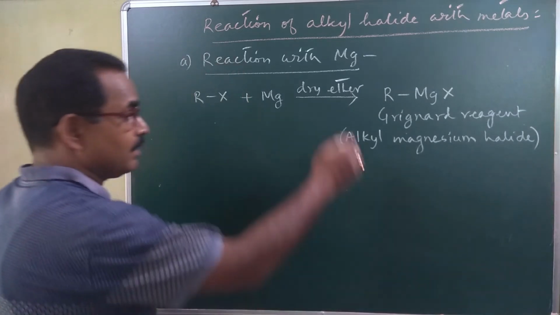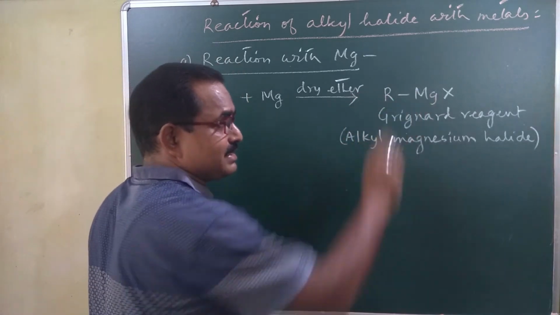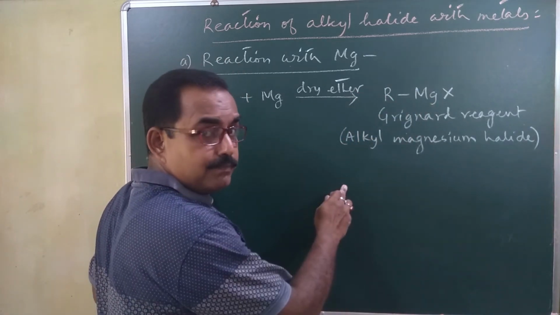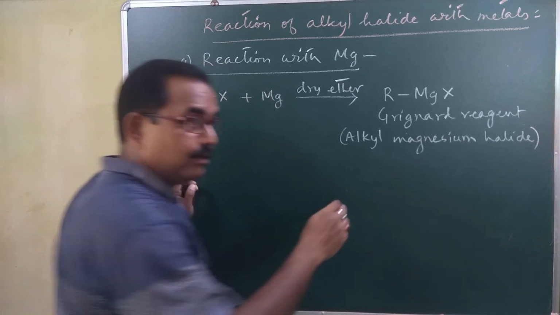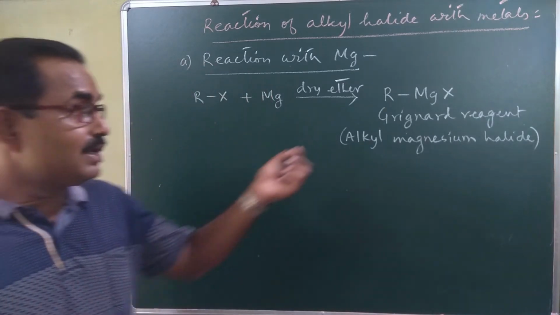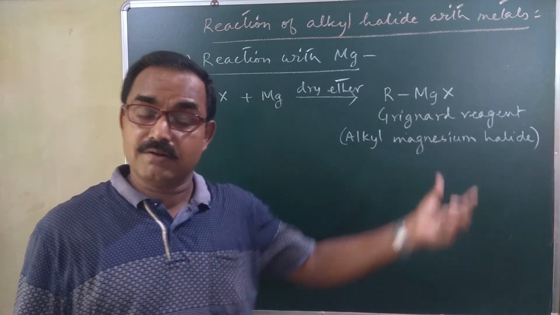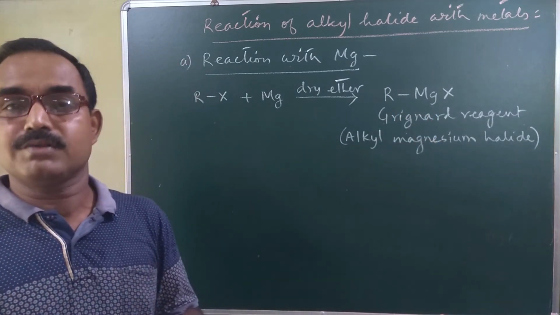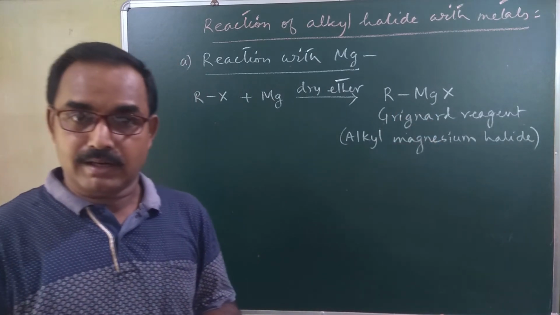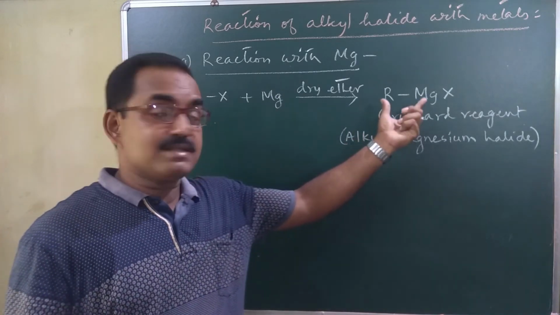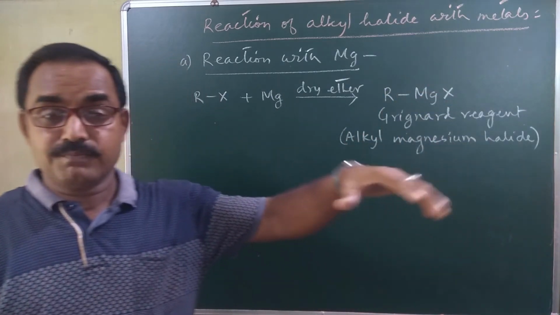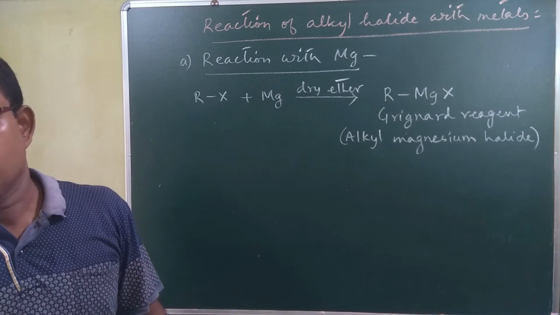compounds. When Grignard reagent is simply treated with water, we get alkane. Not only with water, if you treat Grignard reagent with any solvent containing hydrogen, you will get alkane. Similarly, Grignard reagent can be used in production of different types of other compounds.